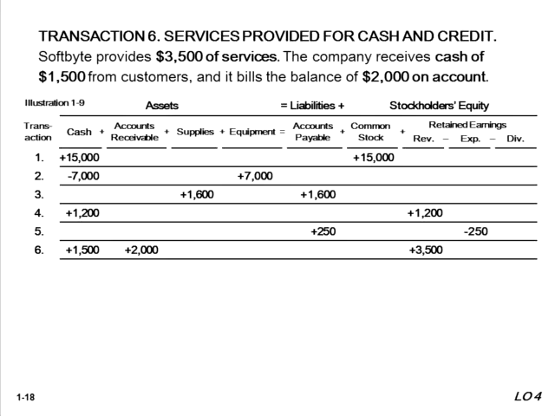So we're going to increase cash by $1,500. We will increase accounts receivable by $2,000. They provided services to the customer, so we go over to retained earnings, and we're going to increase revenue by $3,500.